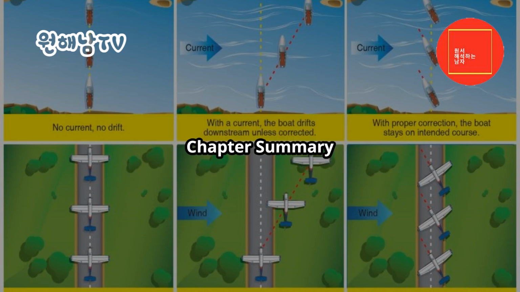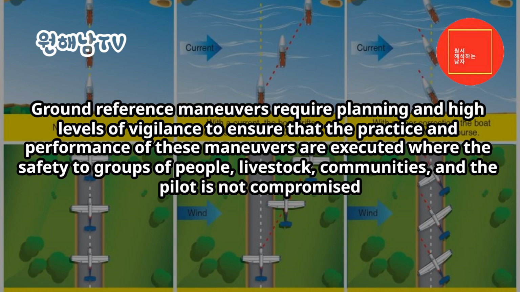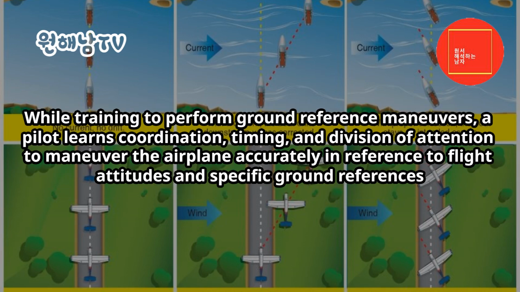Chapter summary. Ground reference maneuvers require planning and high levels of vigilance to ensure that the practice and performance of these maneuvers are executed where the safety of groups of people, livestock, communities, and the pilot is not compromised. While training to perform ground reference maneuvers, a pilot learns coordination, timing, and division of attention to maneuver the airplane accurately in reference to flight attitudes and specific ground references.